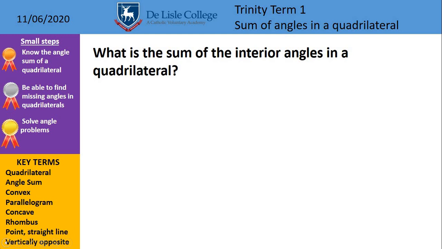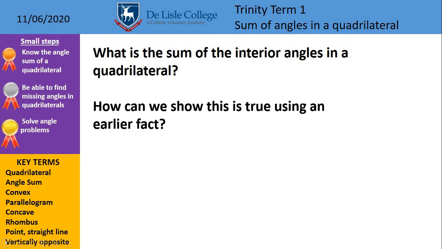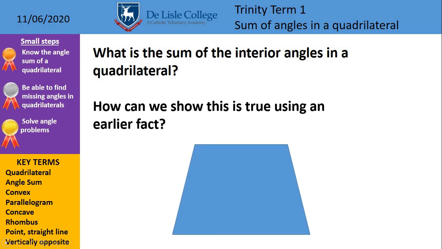So this is the key bit to write down again for today's lesson. What is the sum of the interior inside angles in a quadrilateral? How can we show this is true using an earlier fact? So there's a quadrilateral. Now the earlier fact we know is about a triangle. The angles add up to be 180 degrees.